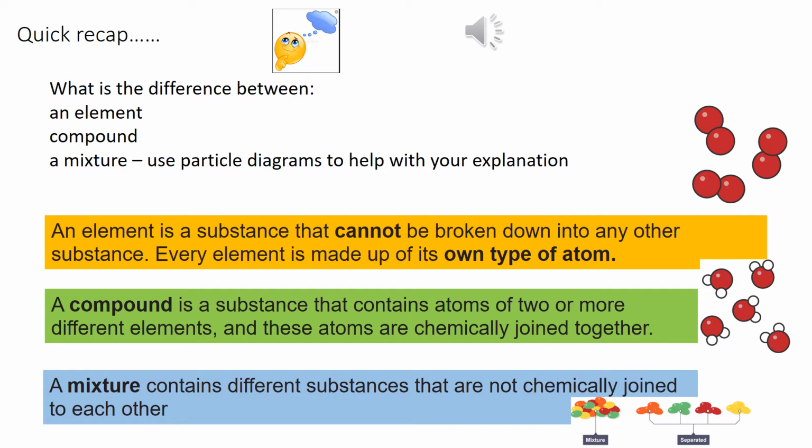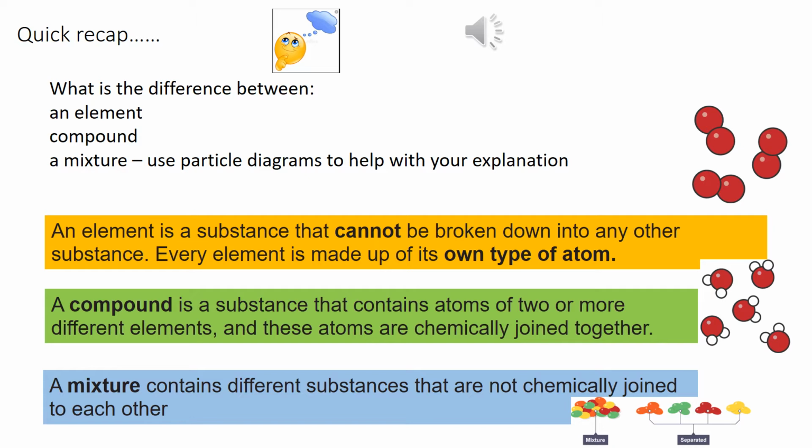Right. An element is a substance that cannot be broken down into any other substance. Every element is made up of its own type of atom. So for instance, if you look on the periodic table, you can find different types of elements on there. They are all pure substances made up of their own type of atom. So when you want to draw the diagram of an element, like how it's shown on this slide, it should contain only its own type of atom on your diagram.